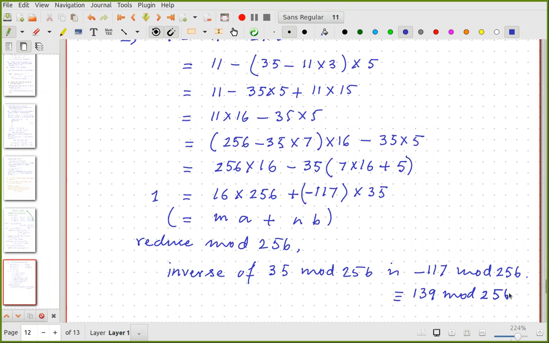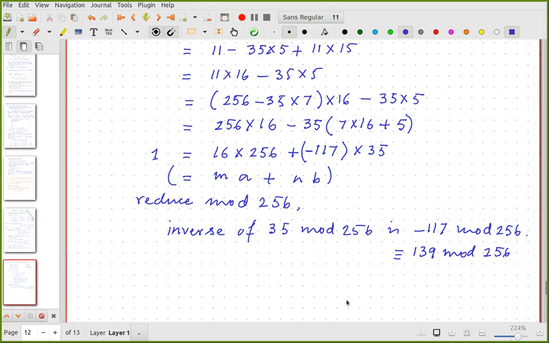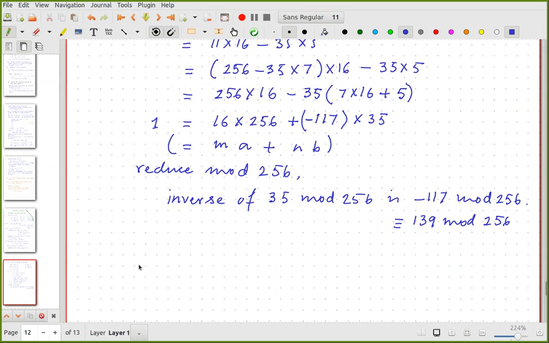If you wish, we can check it by multiplying. If you multiply 139 by 35, then we should be getting 256 into 19 plus 1. You can use a calculator to check that. So 139 is of course the inverse of 35 modulo 256.